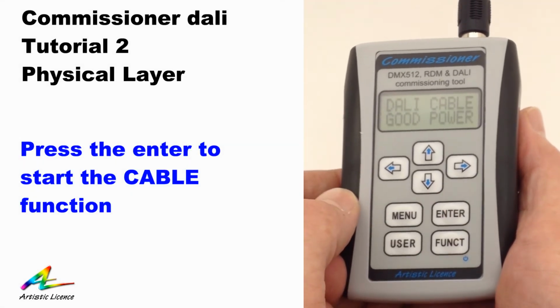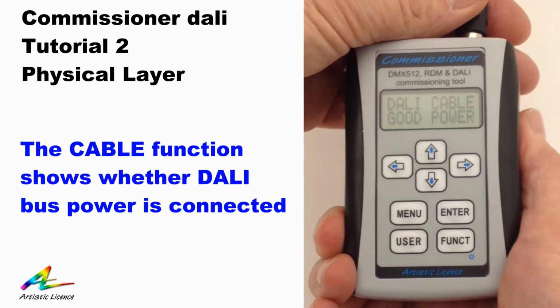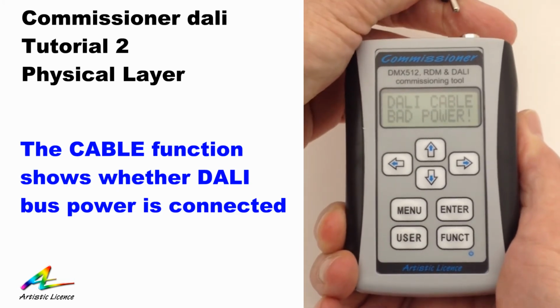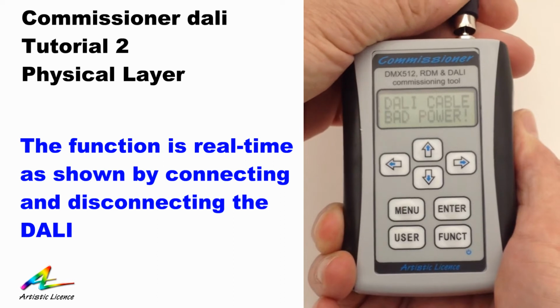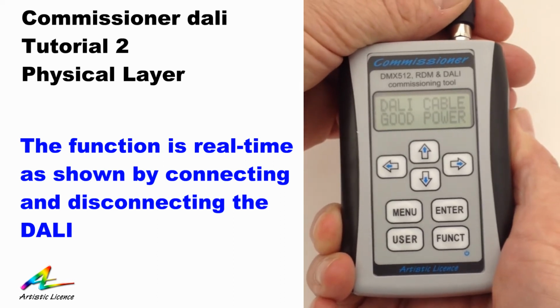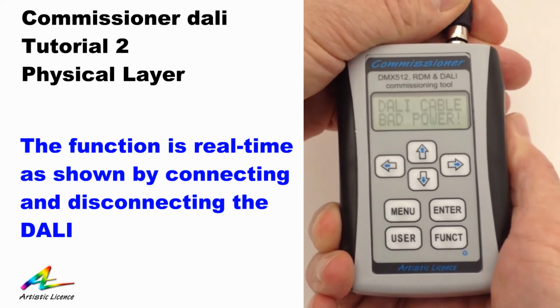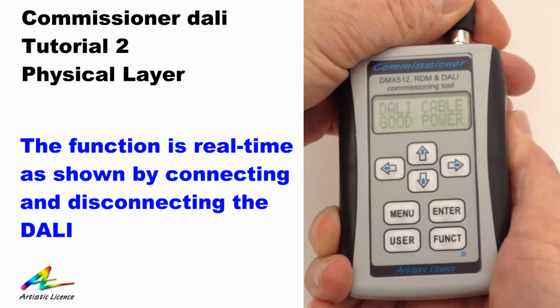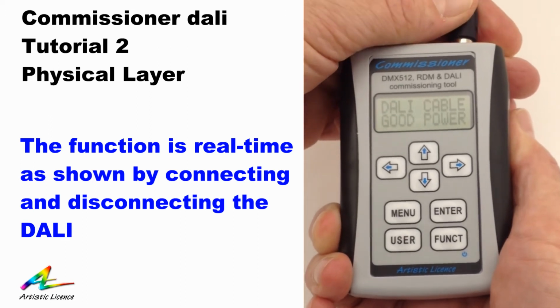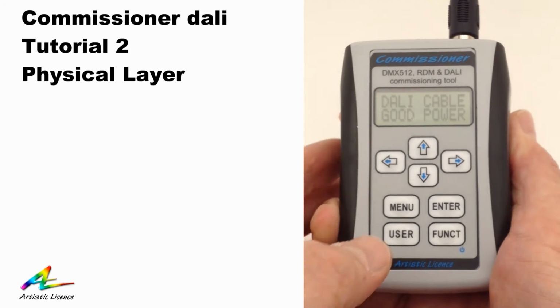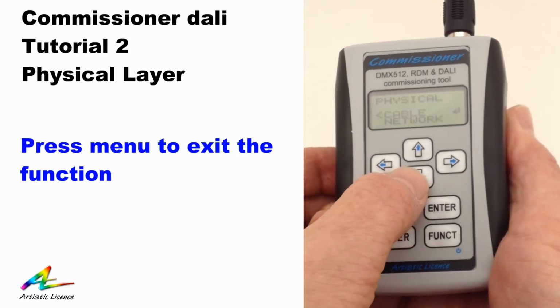This is showing DALI cable good power. That's because we are connected to a fixture and a DALI power supply. If we disconnect the phono, you can see that it shows bad power. And you can also see that if you jiggle the connector around, it's doing that in real time. So that shows you intermittent connectivity issues.